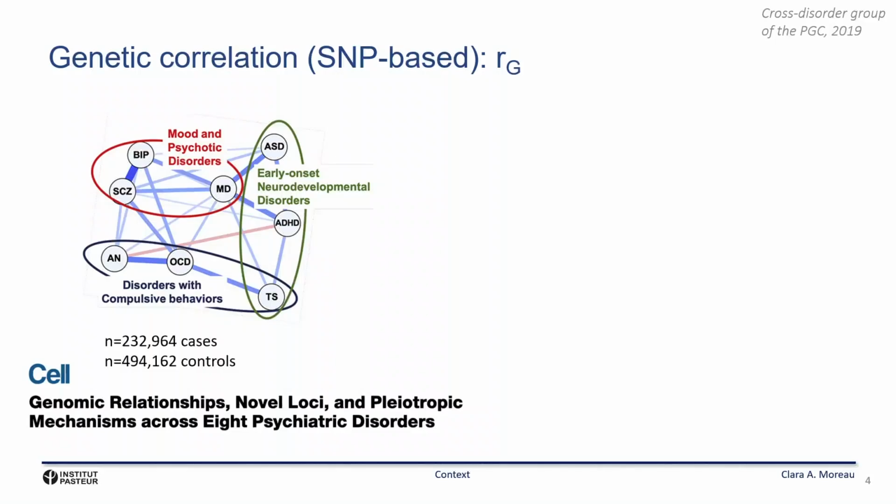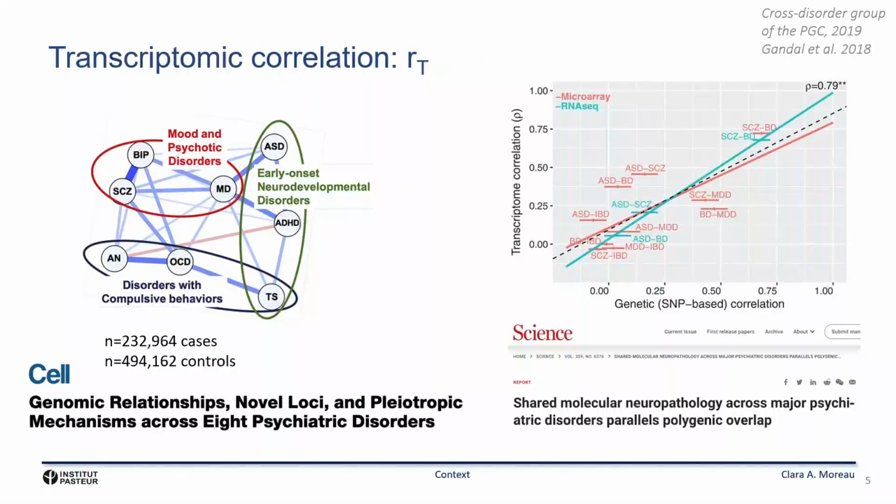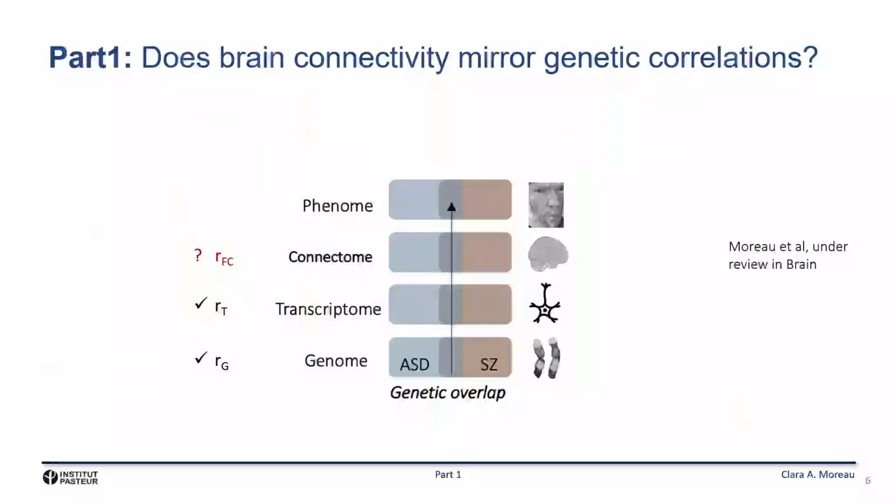And a famous one, schizophrenia with bipolar. It's highly related. At the transcriptomic level, a similar approach identified concordant results. This study, published by Gandal and colleagues in Science, reported correlation at the gene expression level across psychiatric conditions, and they showed, on the y-axis, that their results at the gene expression level were correlated with the results reported at the genetic, GWAS level, SNP-based, on the x-axis. So we wanted to know if these results at the genetic and transcriptomic level could be mirrored at the connectomic level. That's the first part.